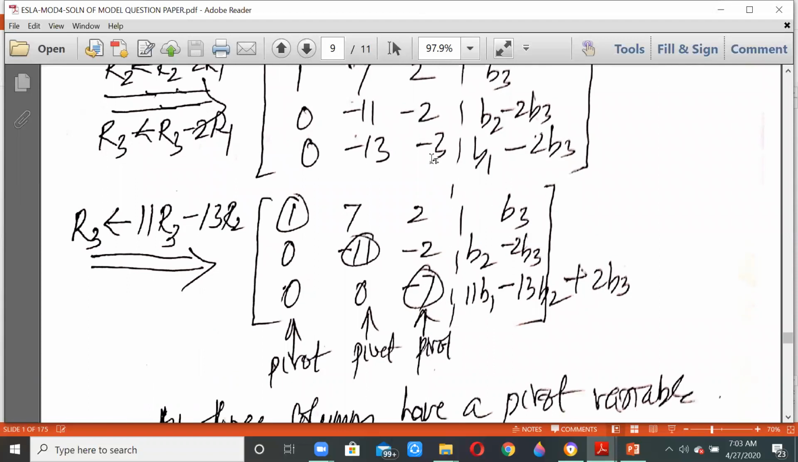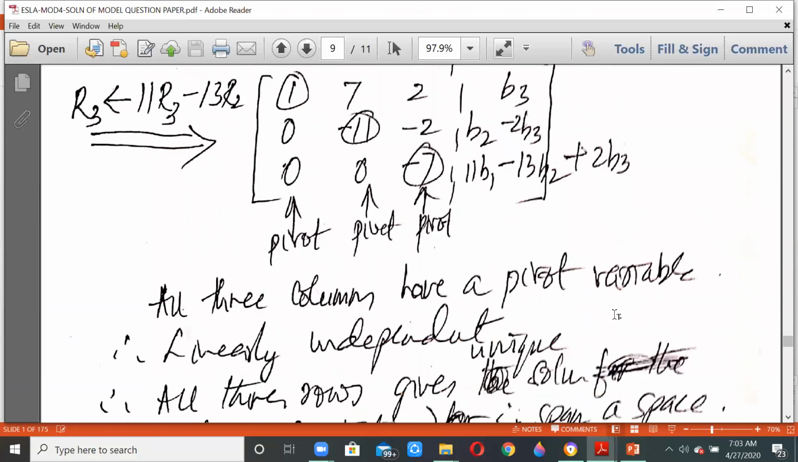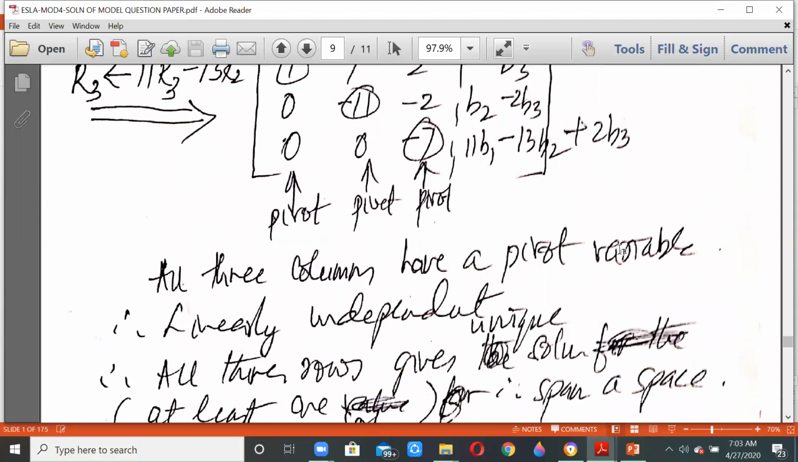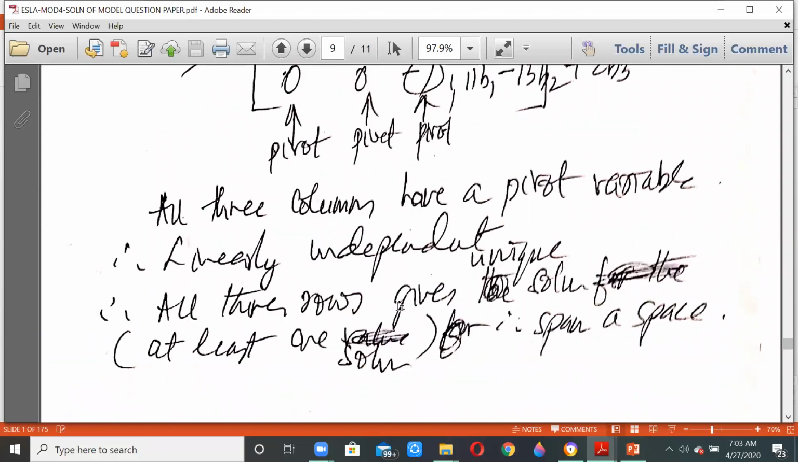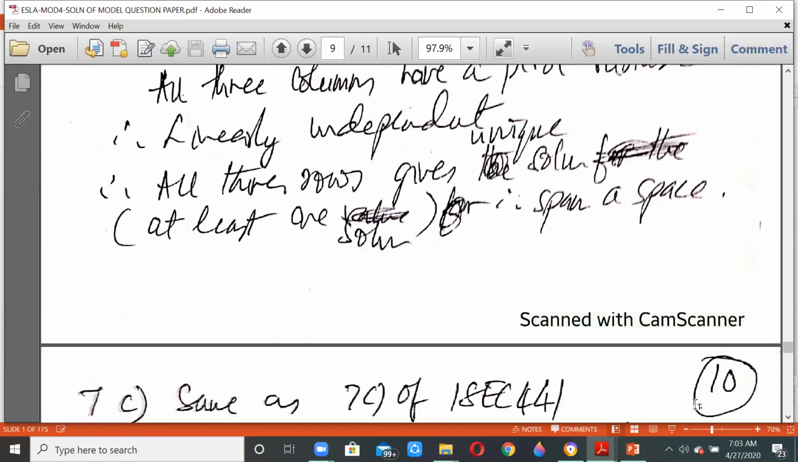Because 11 into minus 3 will be minus 33, minus of 13 into 2 is plus 26. So minus 33 minus 26... subtracted will give the value minus 7. And this will be 11b1 minus 13b2 plus 2b3. So all three columns have a pivot variable, therefore linearly independent. All three rows give a unique solution because none of the rows is giving us the value 0, 0, 0. So therefore they span the space. So you have at least one solution.